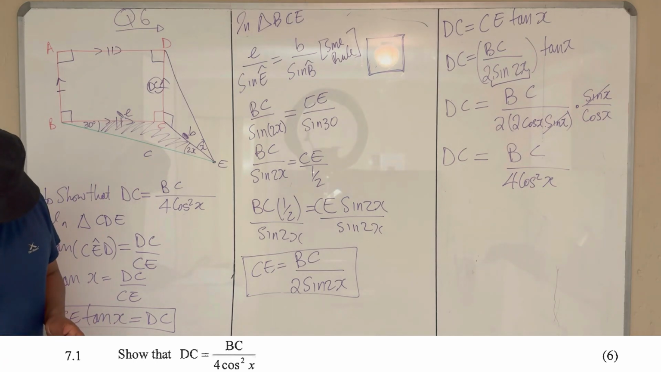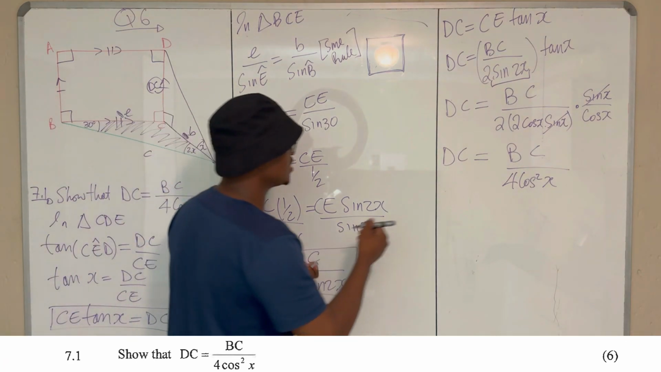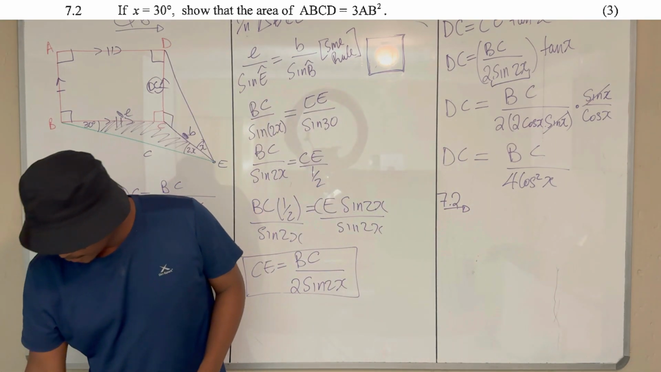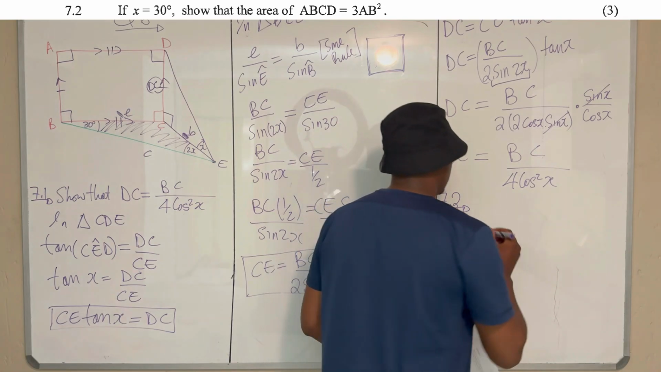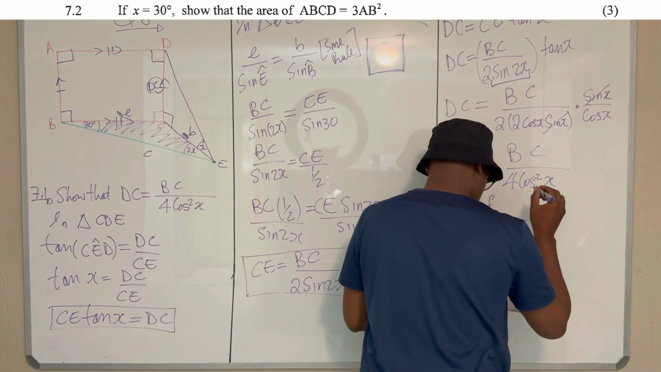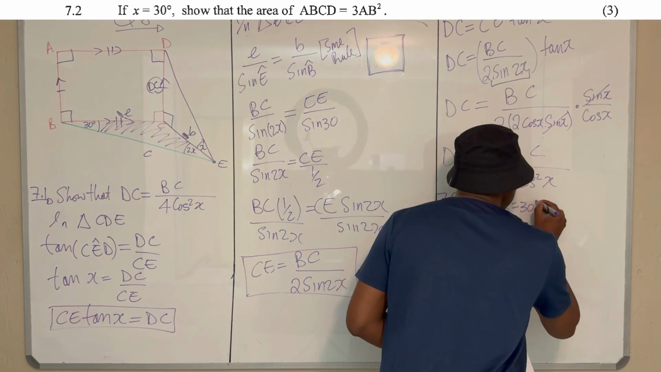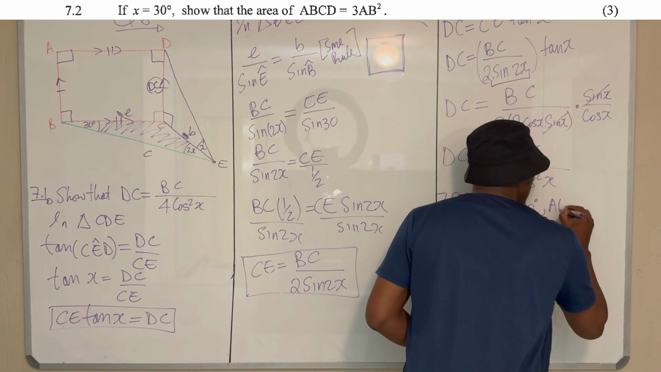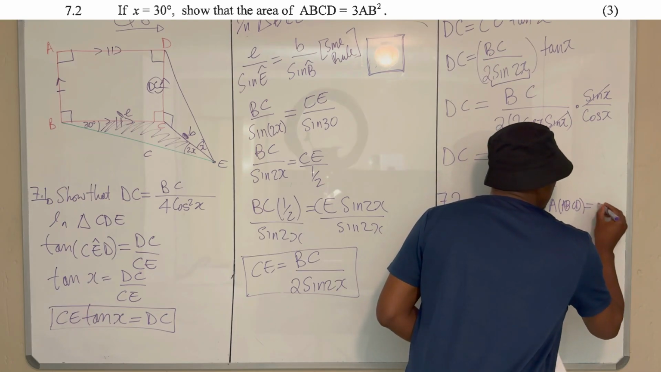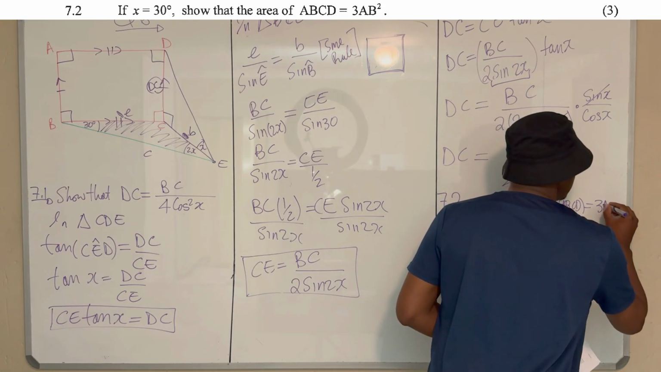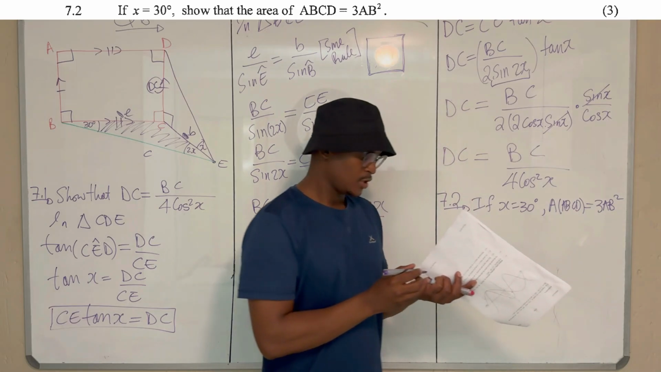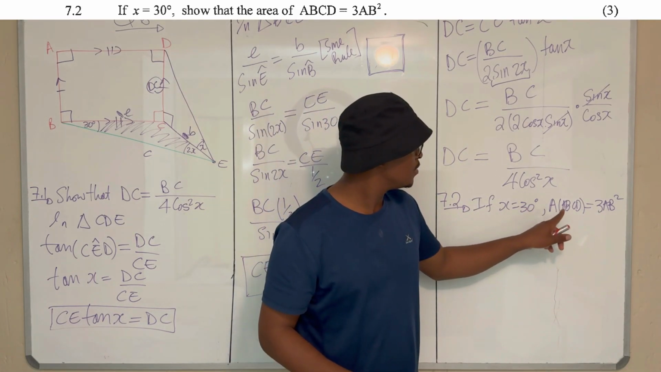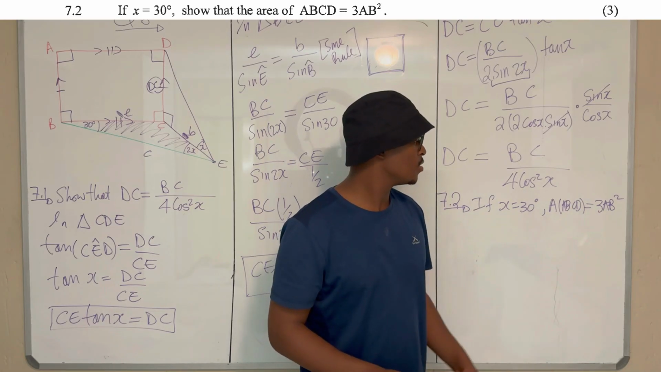So we're going to go to 7.2. Hopefully 7.2 will fit here. So if x equals 30 degrees, show that the area of ABCD is equal to 3AB squared. So they're saying if our x is equal to 30 degrees, we must show the area of ABCD to be that.